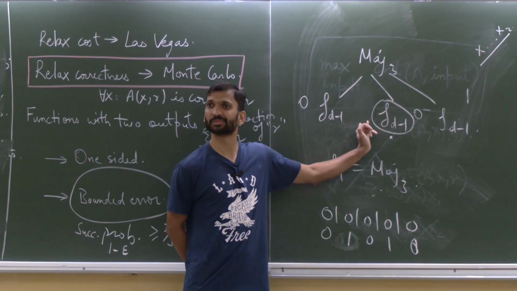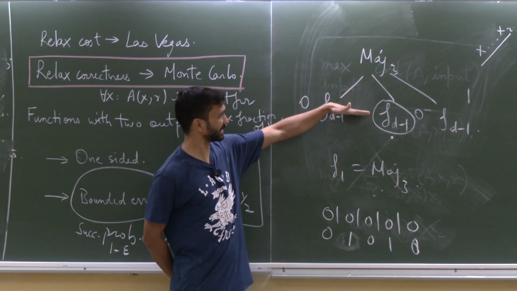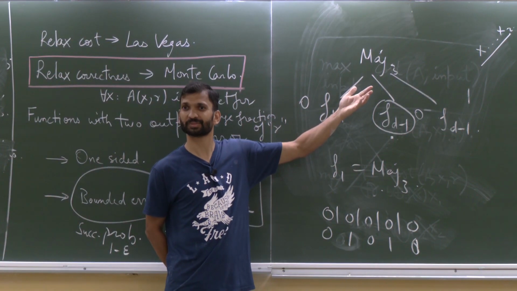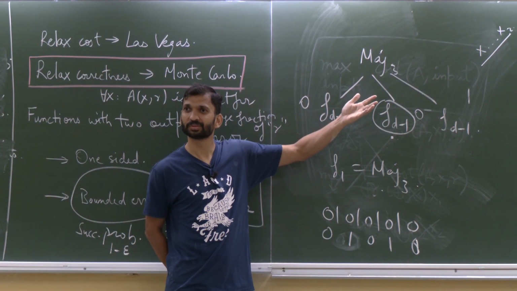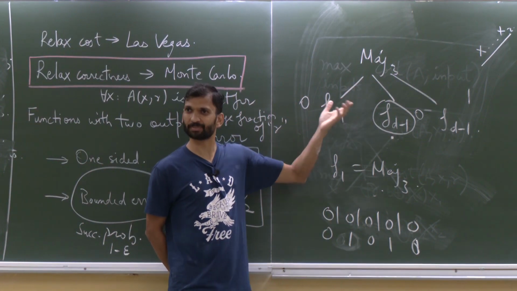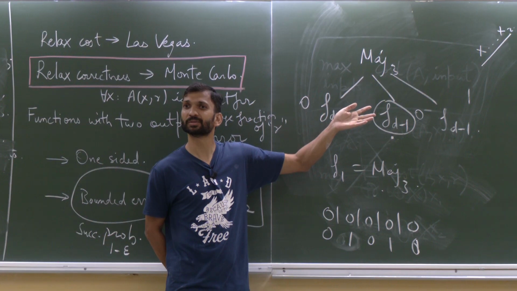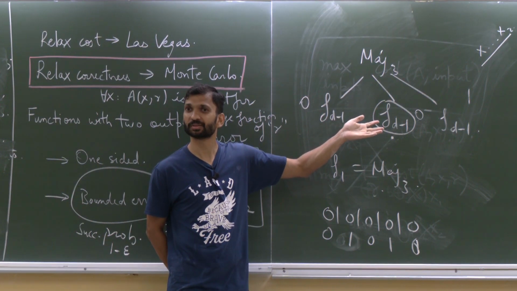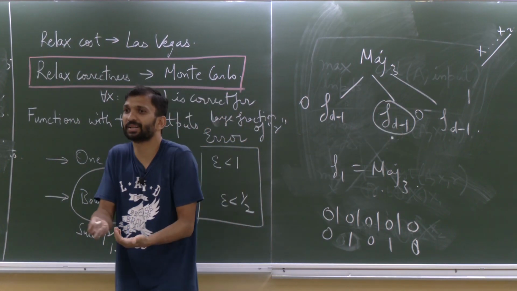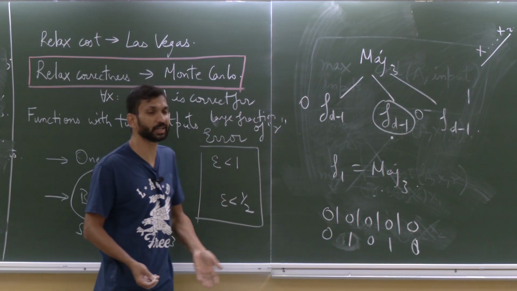Pick 2 trees at second level, compute their value using the randomized algorithm of d minus 1 depth. Correct? Finally, I will compute their value. If both of them are same, I am done. Otherwise, I calculate the third one. Isn't that the natural extension of what you did for majority 3?